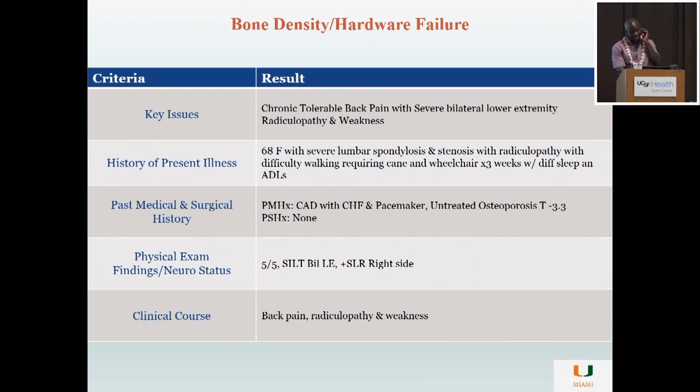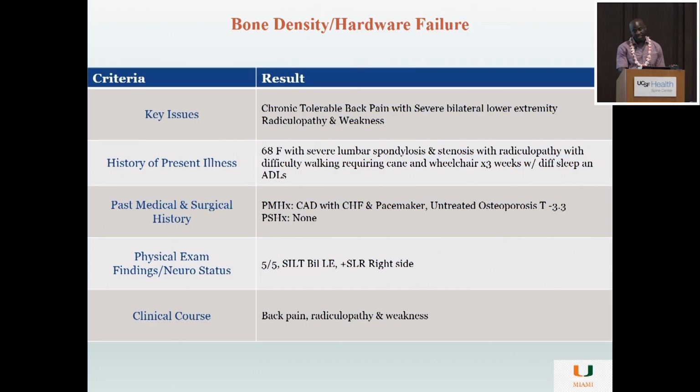So just to go over a couple of cases, here's a patient who presented to my clinic. I think it was maybe my first or second year in practice, with chronic, tolerable back pain, but she's presenting with severe bilateral lower extremity radiculopathy for several weeks. I have her x-rays because I've used this in other talks, but I don't have her MRI, given it's from my practice from over 9 years ago.